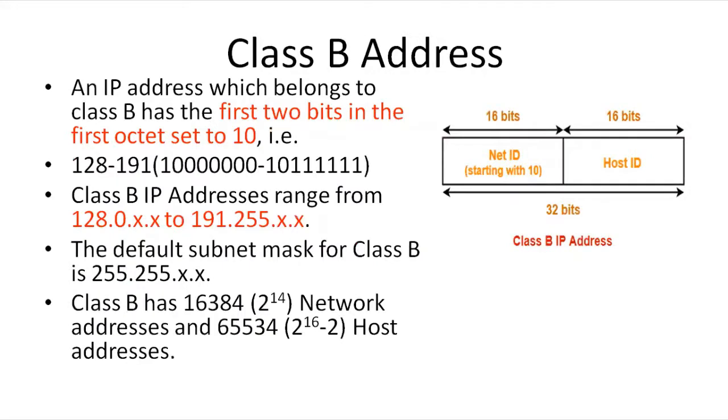Class B addresses. The first 2 bits in the first octet are set to 10. For example, 128 to 191. In this case, it's set to 10. That means the range of this class B address in the first octet is 128 to 191. The default mask for this one is 255.255.x.x. Class B has 2 power 14 network addresses and 2 power 16 minus 2 host addresses.